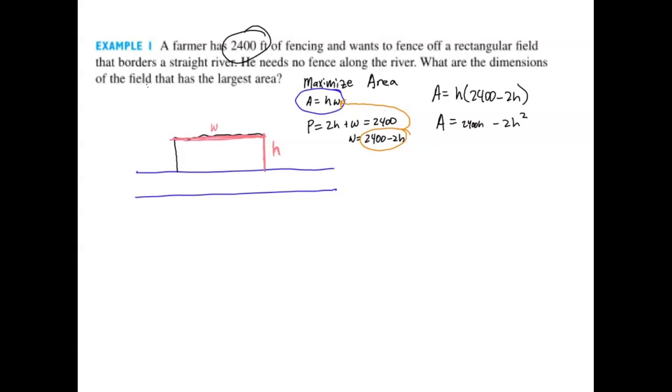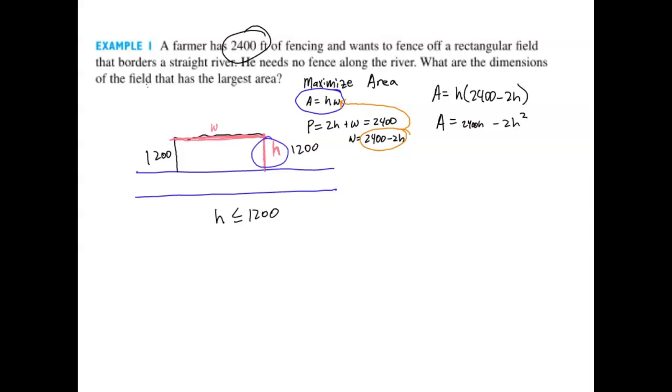What's the domain of h? What's the biggest h could possibly be, if we're going to have a rectangle? 1200. So h has to be less than or equal to 1200, right? Because if h is 1200, then this side is 1200 and this side is 1200. And what's our width then? 0.